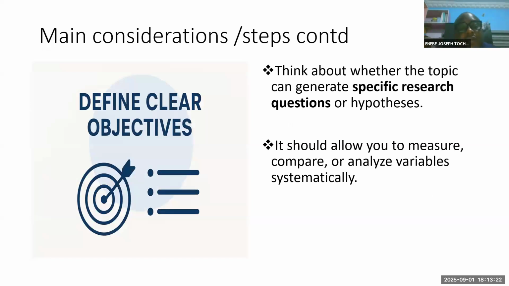Okay. Now, there must be clearly defined objectives. Think about whether the topic can generate specific research questions or hypotheses. So, part of choosing a topic: this topic I want to choose, can I get specific objectives from it? Can I get any researchable question from this? Then it should allow you to compare and analyze variables systematically.